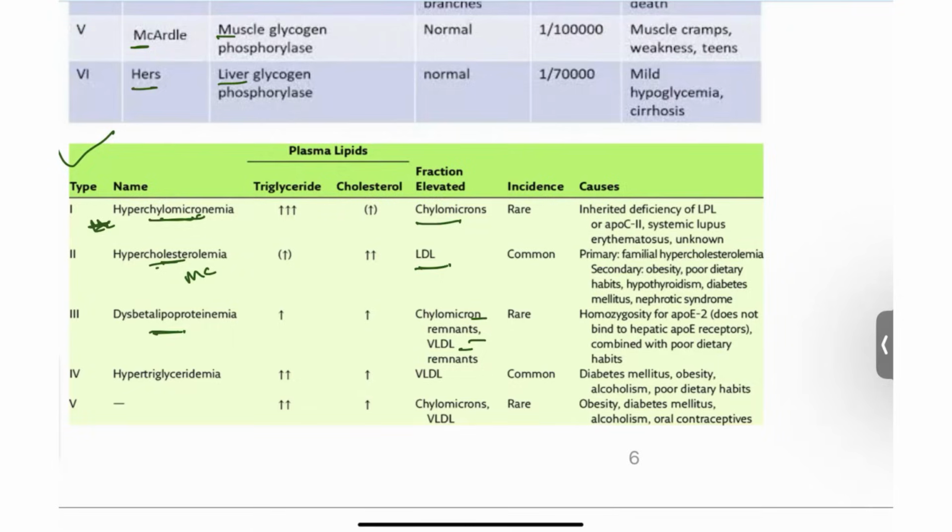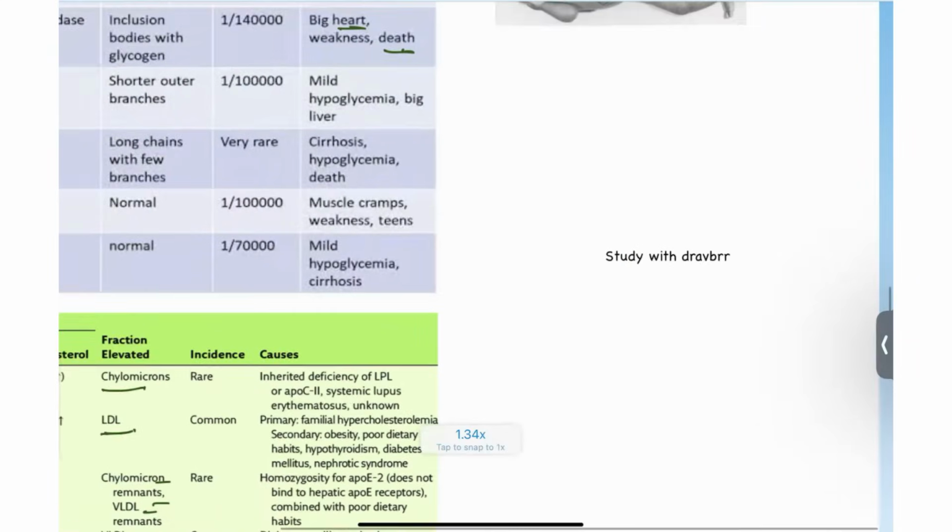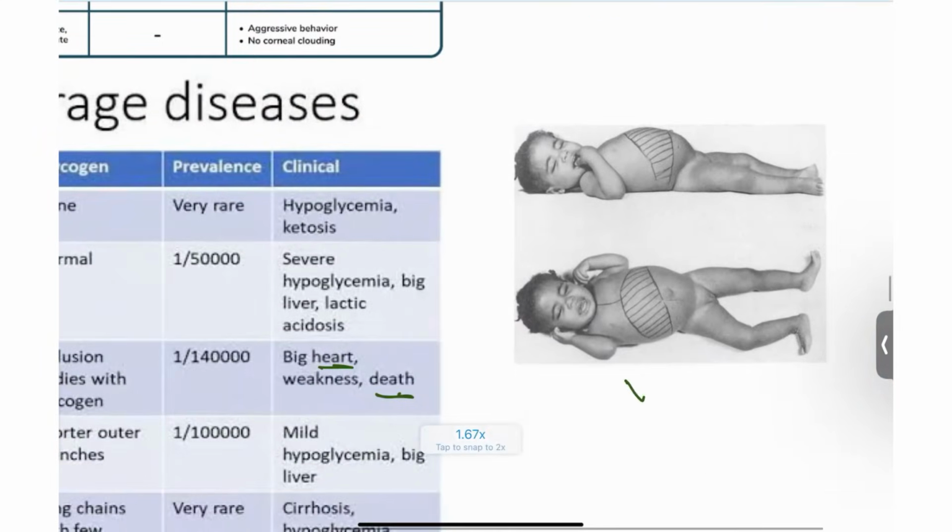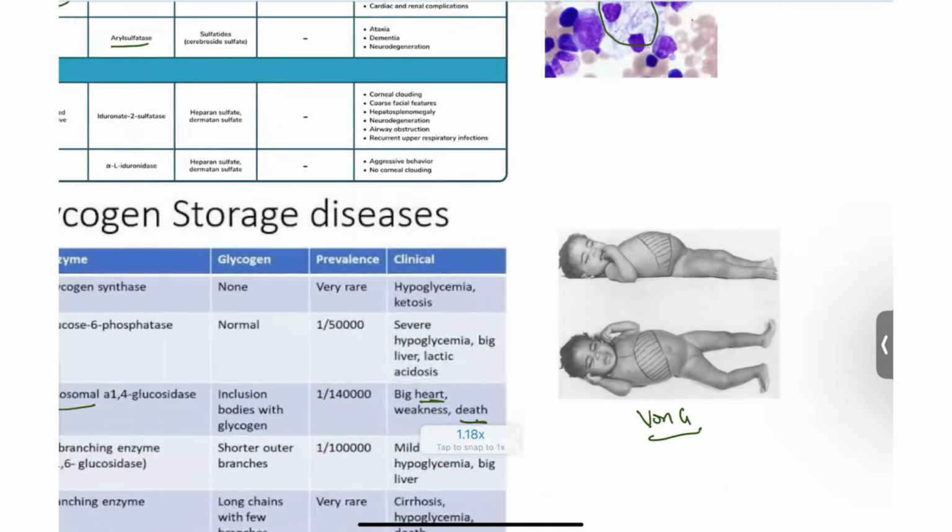So familial hypercholesterolemia will be most commonly seen. This patient will have an increased risk of pancreatitis because of these lipids being highly involved. Okay, this is the picture of the von Gierke patient. This is the hepatosplenomegaly.